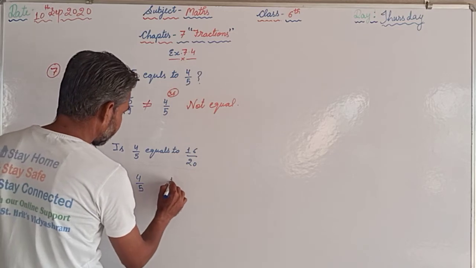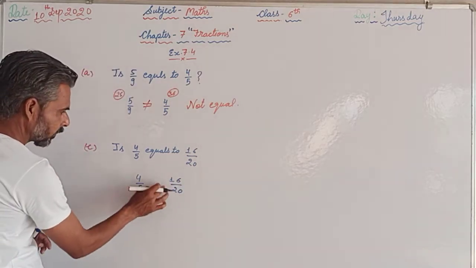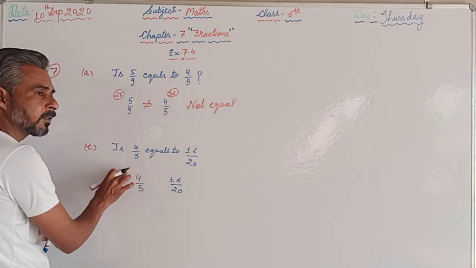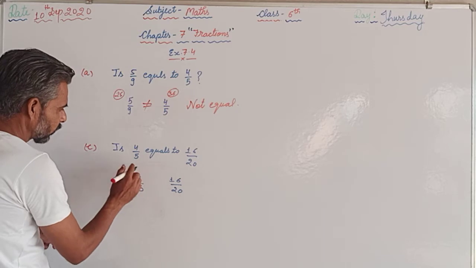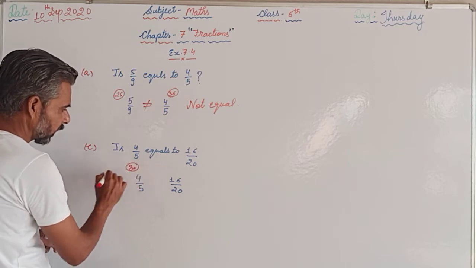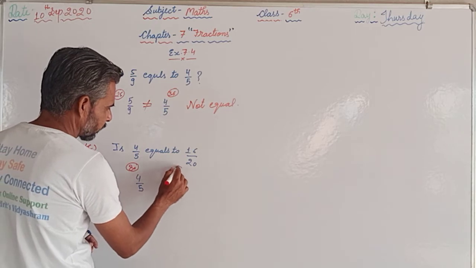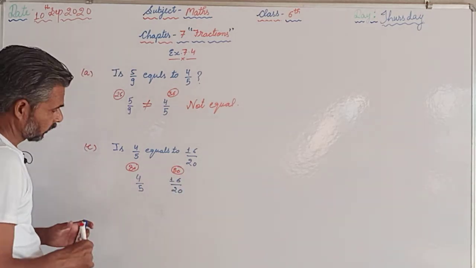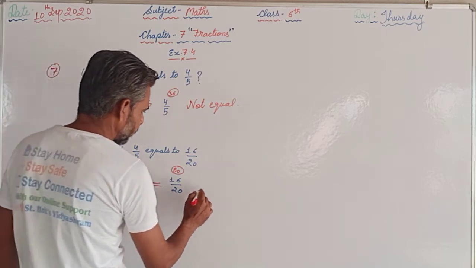Now here again we will write 4/5 and 16/20. Again we will cross multiply the numerator of the first one by the denominator of the second one. 20 times 4 is 80, 16 times 5 is 80. Both are equal, so we can say these are equal.